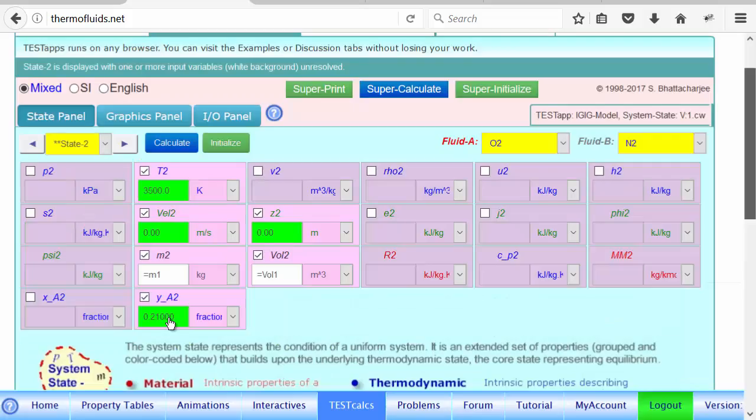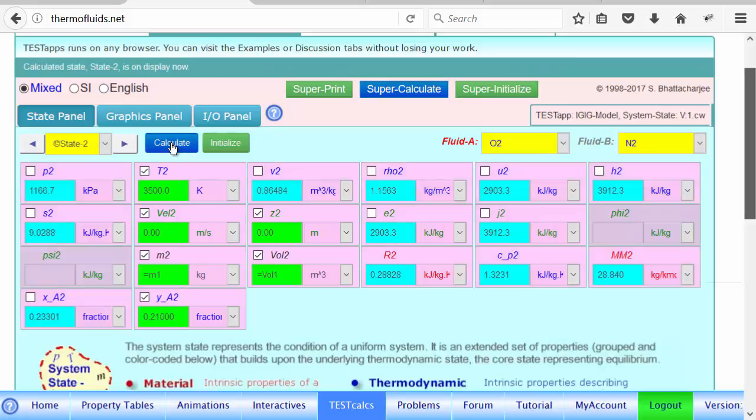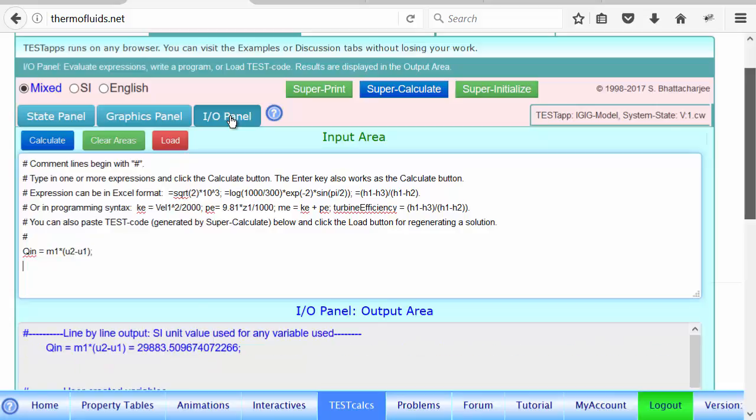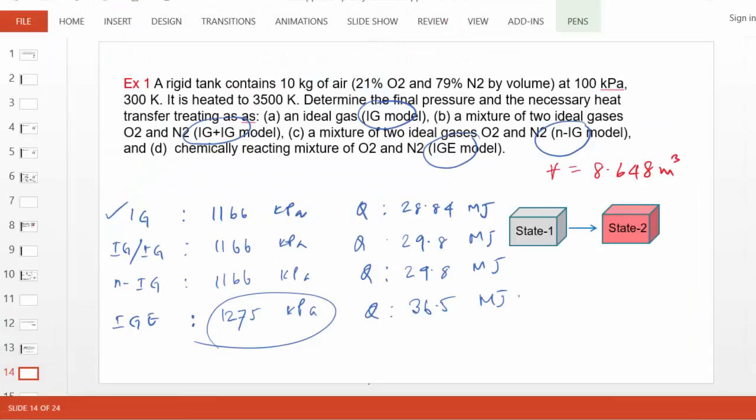For state 2, we know the mole fraction is, again, oxygen is 21%. Mass and volume must be equal, so we can calculate the state. Again, the final pressure is exactly the same. If you go to the I/O panel and write down the equation, Q in must equal m times (u2 minus u1). That equation remains identical; the energy equation doesn't change. So we get 29.88 million joules, which I picked up and wrote down here. So we have got answers for the pure IG model and the binary mixture model.